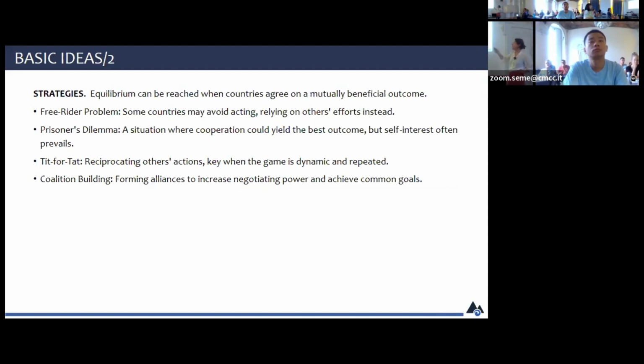Tit for tat is very interesting, because this is something that you can only mimic if you have a dynamic ability to remodulate your game. So I play a certain strategy, we meet next year at the COP, we do the stocktaking, we see that you're actually not doing anything, and then we reciprocate in a negative way. If we see that you're actually reducing deforestation, we act in some other ways. These are all dynamic elements of a strategy that are very relevant for negotiations. And then coalition building is also something that you can study.